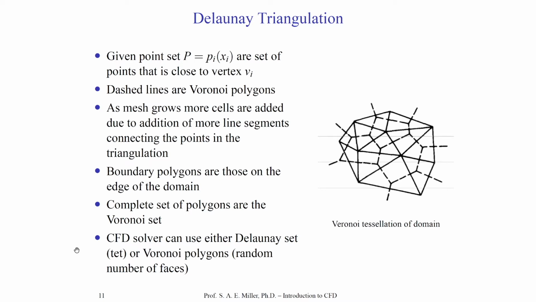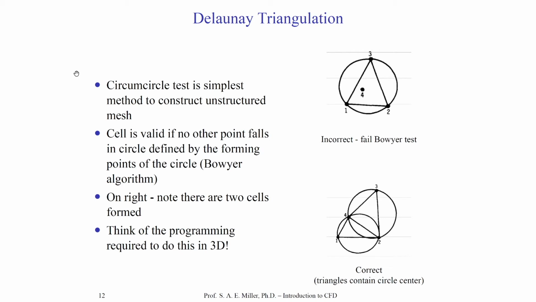Now, many solvers, finite volume especially, can use either the Delaunay set, which would be a tetrahedral or triangular mesh, or the Voronoi polygons, which have, of course, a random number of faces depending on the particular mesh that we created. There is a superior way to create these Delaunay triangulated meshes, and it uses the circumcircle test, which of course is the simplest method to construct unstructured meshes and simplest to implement in a computer program.